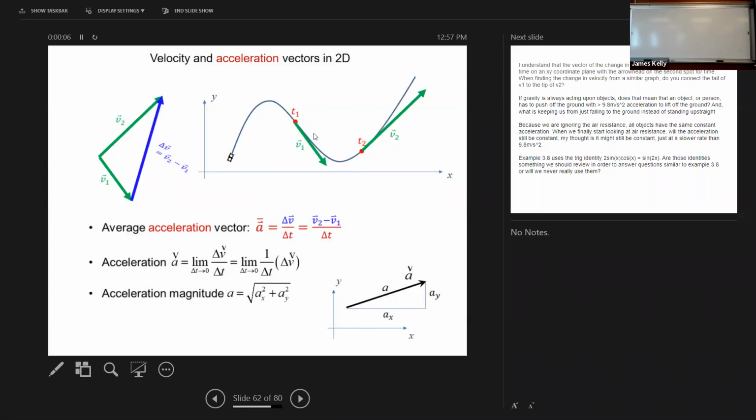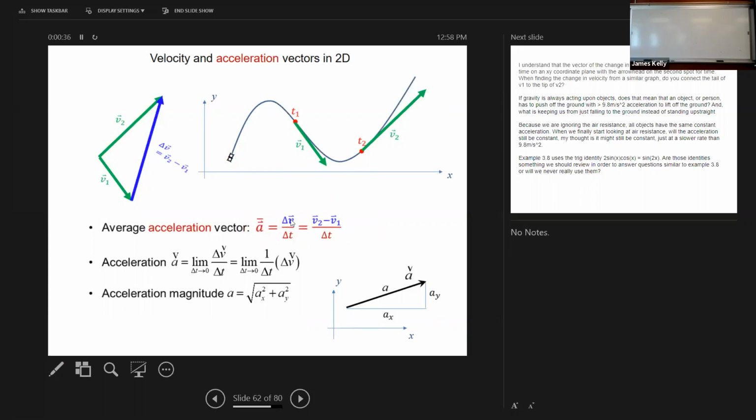So on Monday, we gave the definitions of velocity and acceleration as vectors when we have two-dimensional motion. The generalization to three-dimensional motion is not much different. It's just that the path wouldn't be restricted to a plane. It might wind through three-dimensional space. But it's based on the same definitions that we used in one dimension.